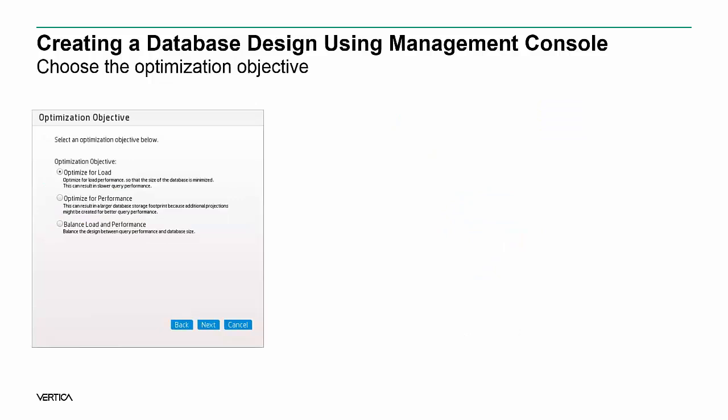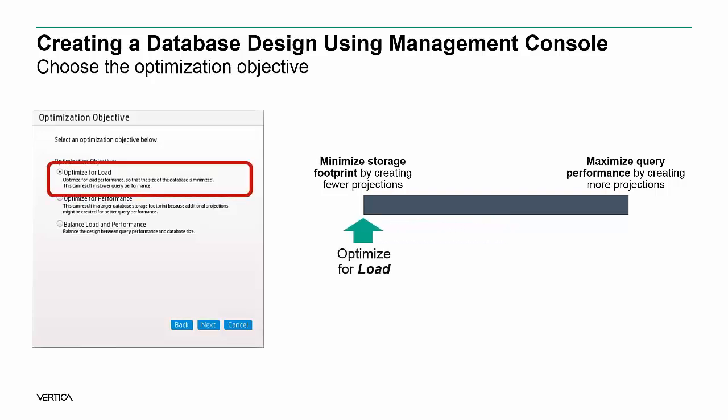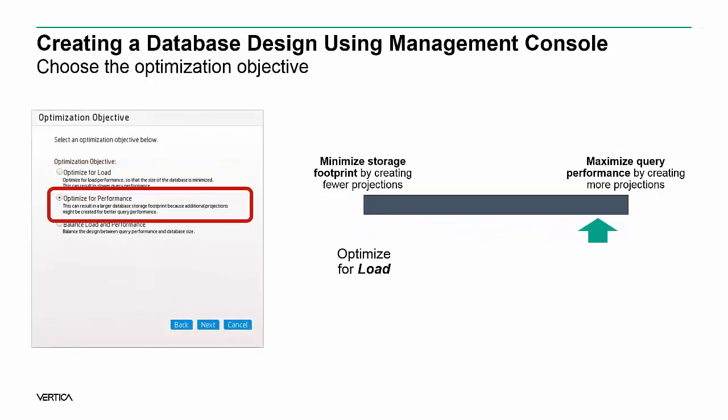Now that you know what type of design you're building, you need to tell the DBD why you're building it, what your optimization goals are. There are two goals at the extreme edge of database design: minimizing your storage footprint on disk and maximizing your query performance. If your goal is to create the smallest database possible, thereby decreasing the time it takes to insert data, set your goal to optimize for load. This will minimize the number of projections created, so there are fewer places into which data must be loaded. If your goal is to have your queries run as quickly as possible, set your goal to optimize for performance.